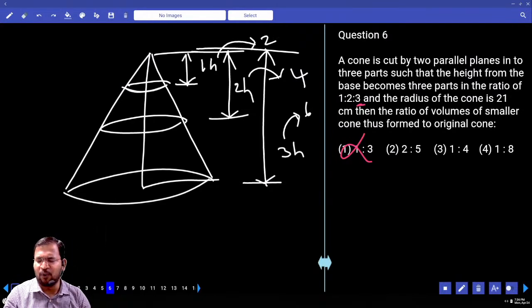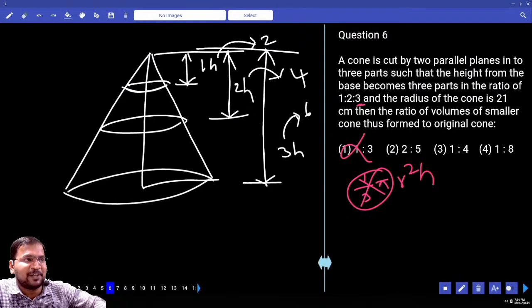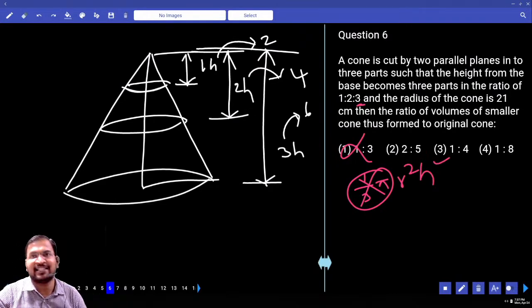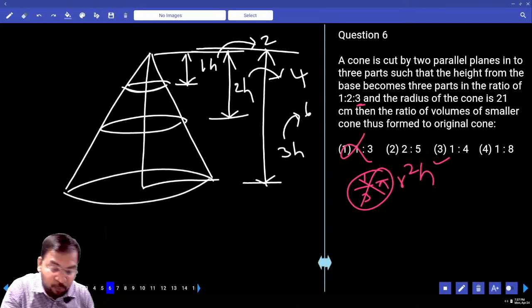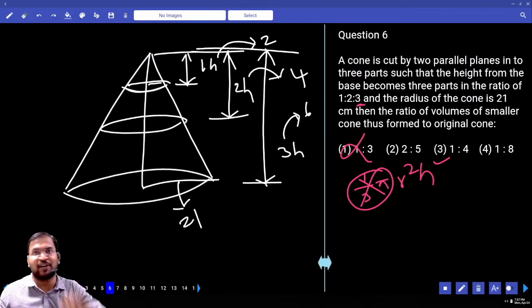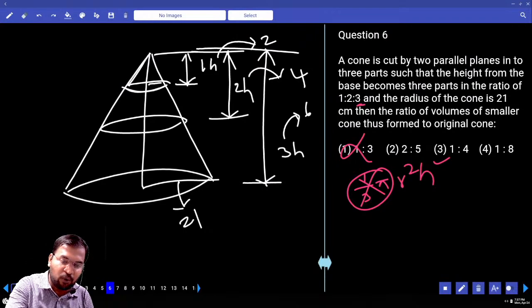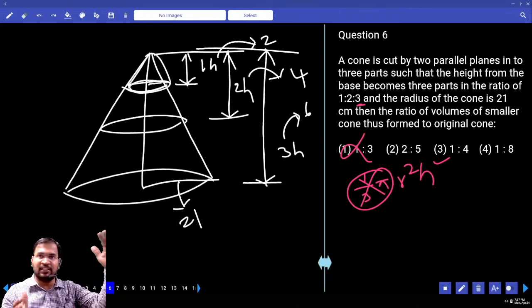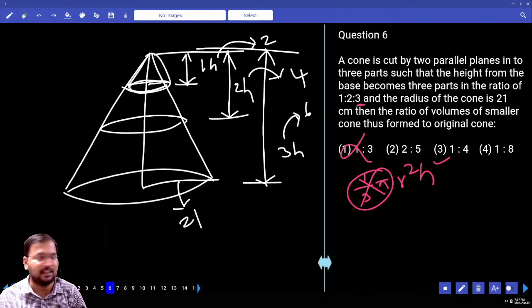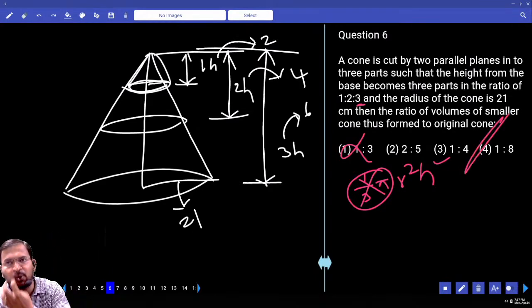What is the volume of the cone? 1/3 pi r square h. 1/3 pi is constant for any smaller cone or bigger cone, so it depends on h as well as r. The original cone radius is 21, so the corresponding radius is also reduced. Therefore the volume of the smaller cone compared to the total cone has a very big difference. See the options, where is the bigger difference? 1:8. So no need to solve.